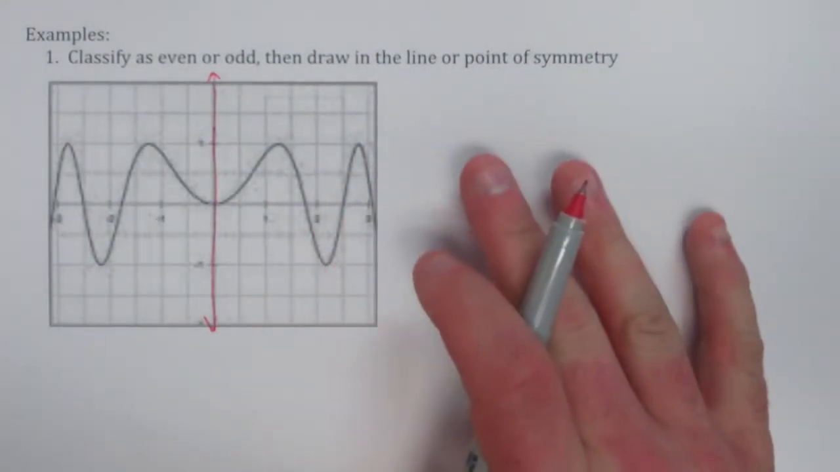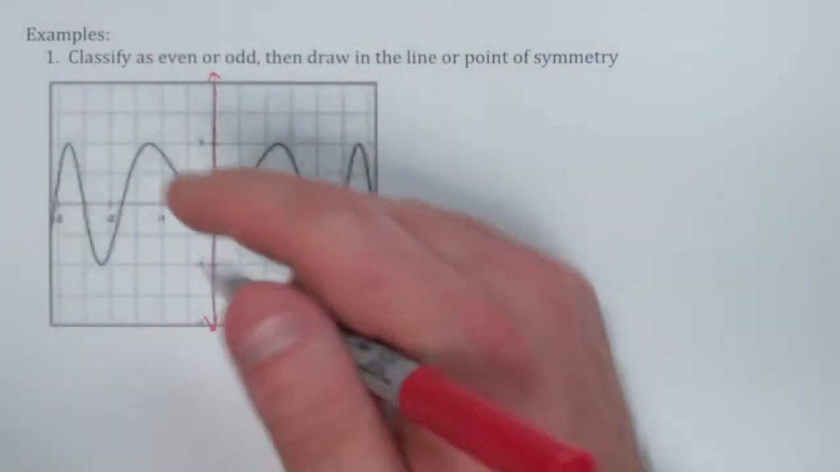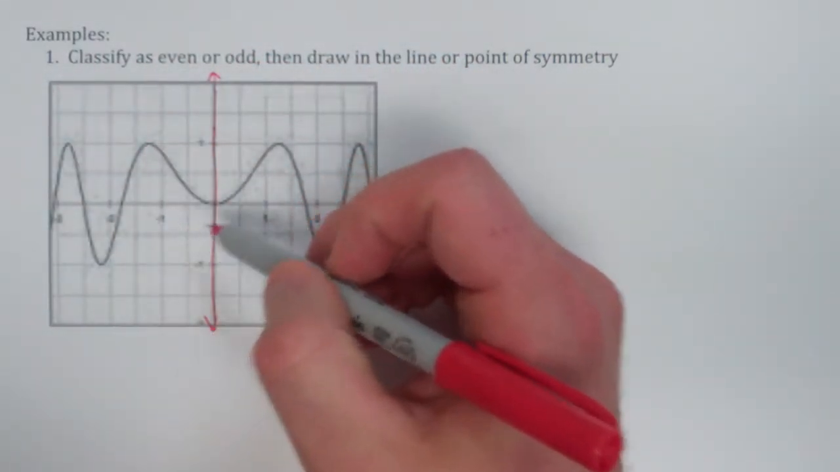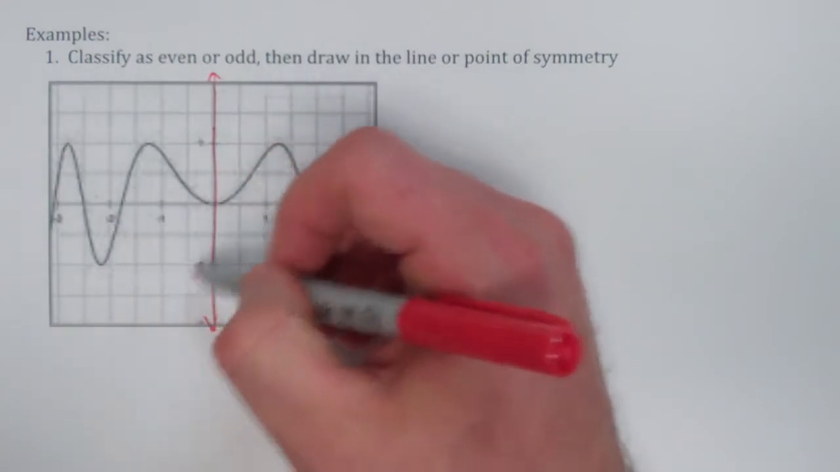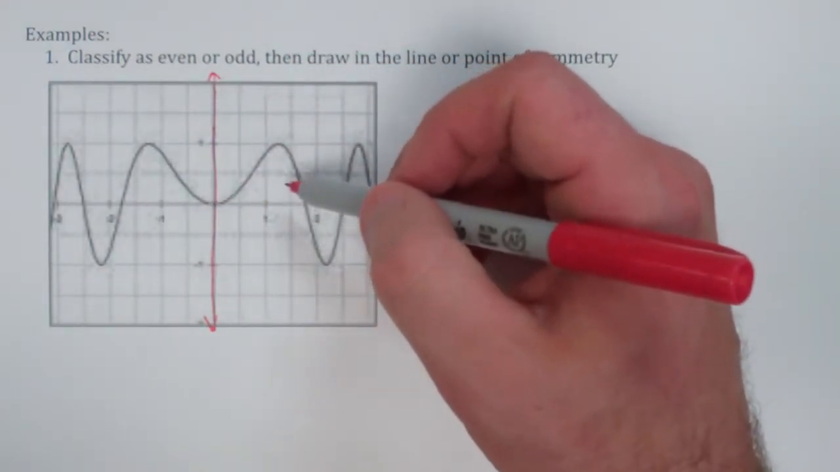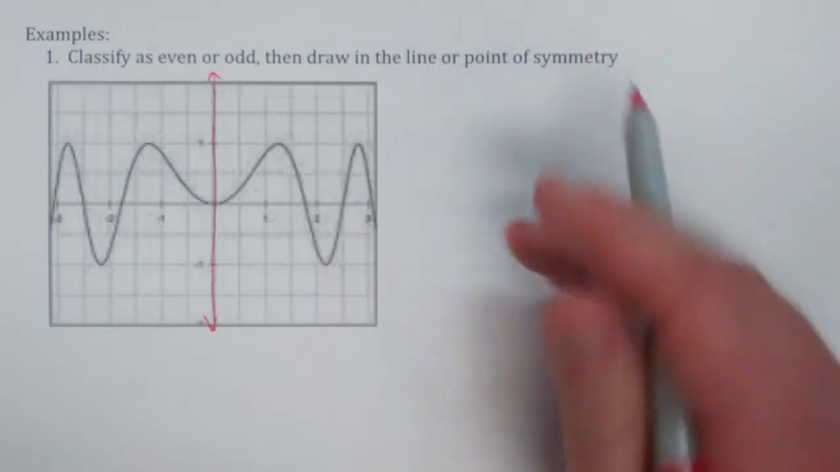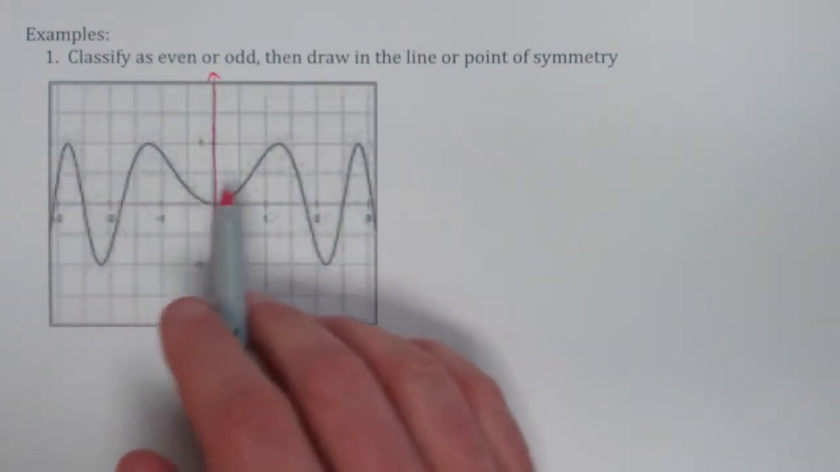This doesn't have rotational symmetry. If we rotated this object, this piece would be down here, or at least this piece would be over here, and this piece would be the other direction. So we do see a mirror image though from left to right.